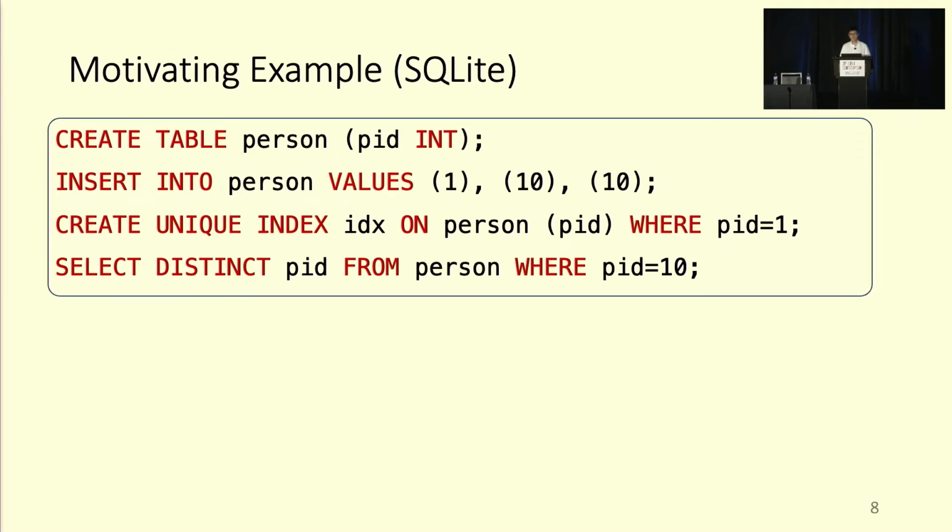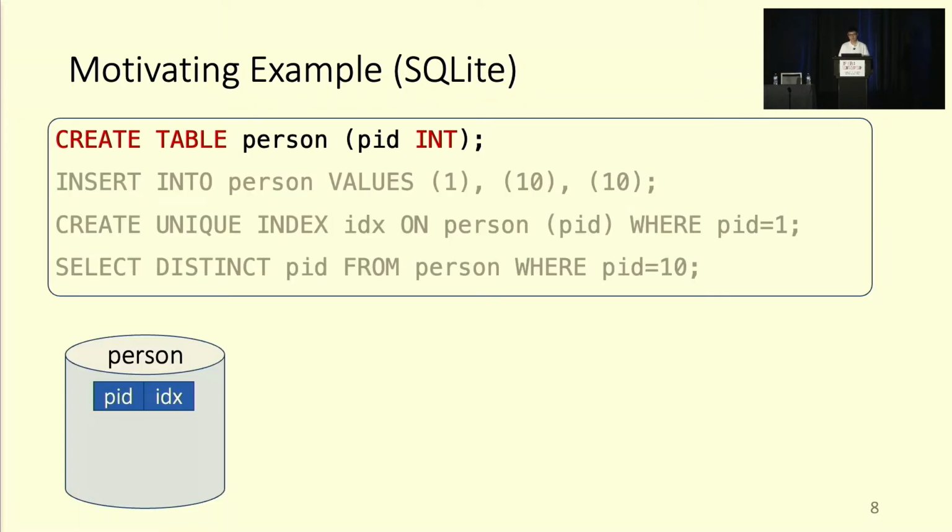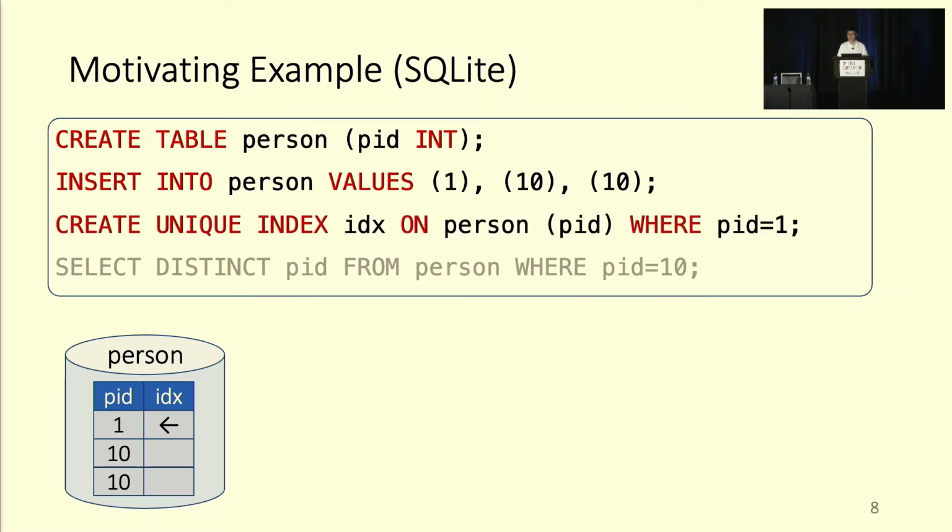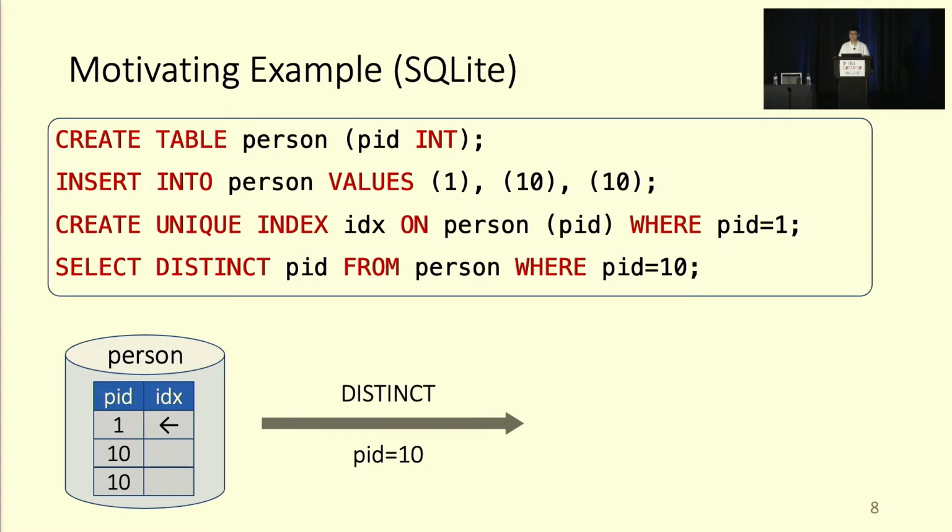Here we present a motivating example that triggers a logical bug in the SQLite DBMS. The query creates a table, person, with column PID, and then inserts 3 rows of data, 1, 10, 10 into the table. The query then creates a unique partial index with condition PID equals to 1. And at last, the select statement searches for the table rows with constraint distinct and PID equals to 10.